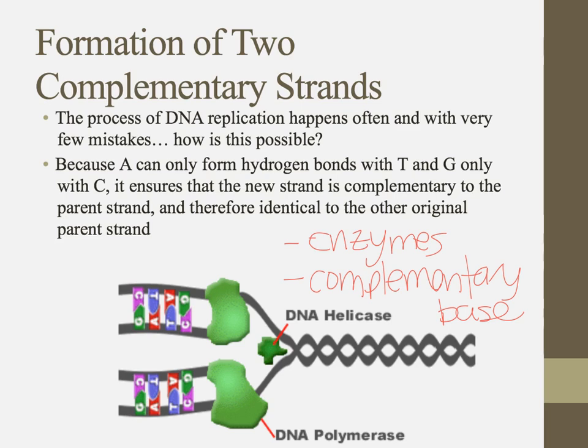Okay, so again, that process is super quick because there's not a whole lot of thought involved. Okay, G can only pair with C, A can only pair with T, and then we just get an enzyme to form the covalent bonds between the sugar and phosphate groups.